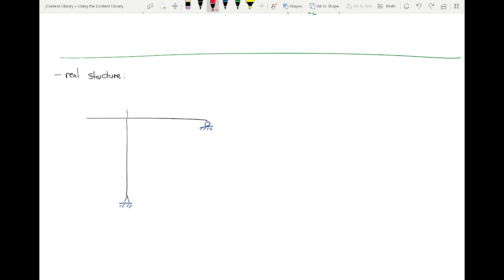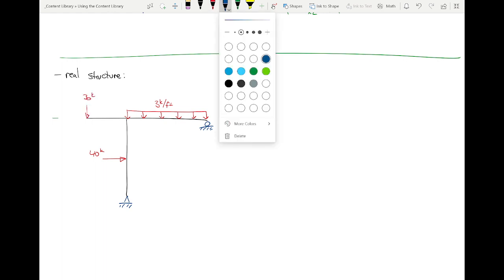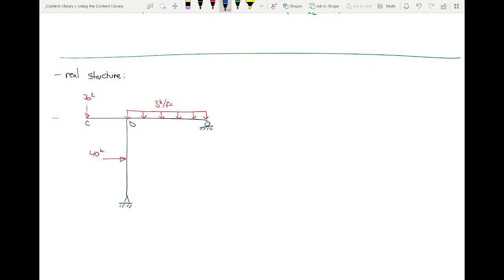Oh, I got too far. This is what, 3 kips per foot? This is 40 kips. And this is... okay? With me so far? Now, hold on for a sec. Before we start doing some hullabaloo, let's make sure we're all on the same page. How many moment functions for this member? 1. But it doesn't matter because the virtual moment is 0, right?